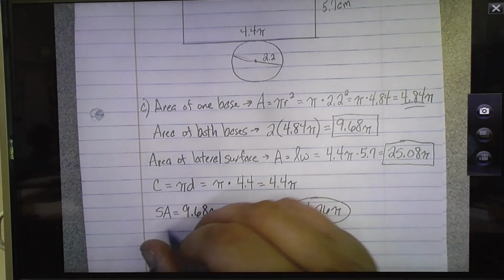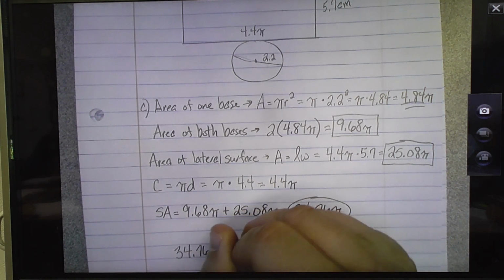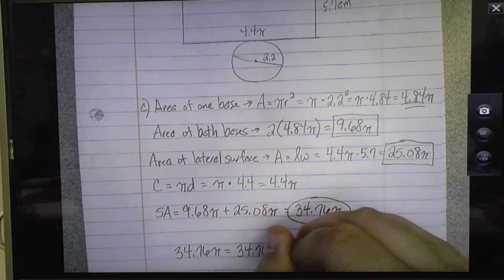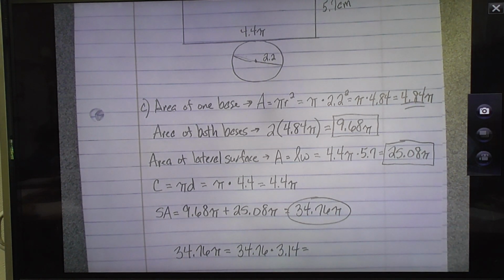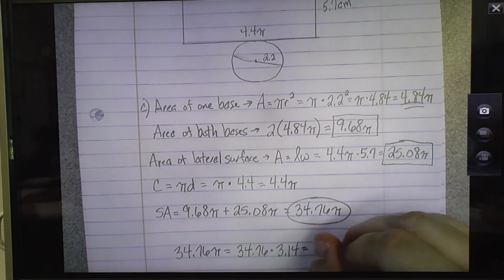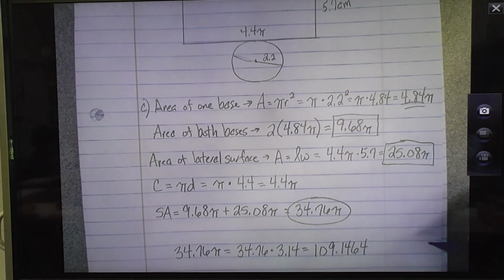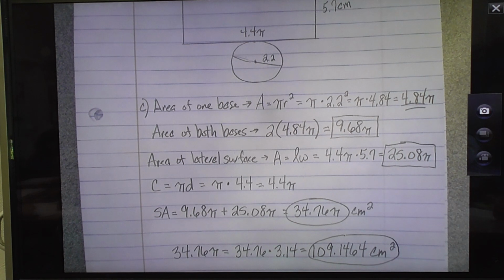To find the approximate, all we need to do is take that answer, 34.76 pi, and instead of pi, we're going to approximate what pi is. 34.76 times 3.14. So we multiply those two numbers, and you get your answer, 109.1464. That was centimeters, so I'm going to put centimeters squared. I could have put centimeters squared up here too. So 109.1464 centimeters squared is our approximate answer.